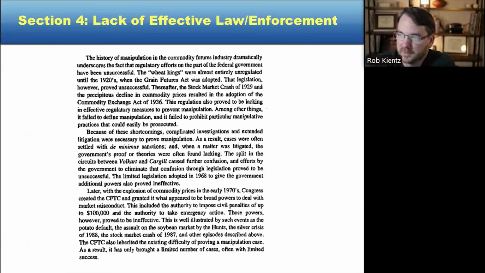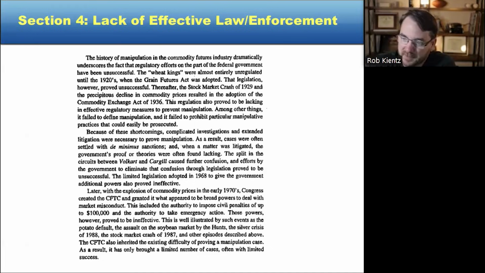The wheat kings were almost entirely unregulated until the 1920s, when the Grain Futures Act was adopted. That legislation, however, proved unsuccessful. Thereafter, the stock market crash of 1929 and the precipitous decline in commodity prices resulted in the adoption of the Commodities Exchange Act of 1936. This regulation also proved to be lacking in effective regulatory measures to prevent manipulation.